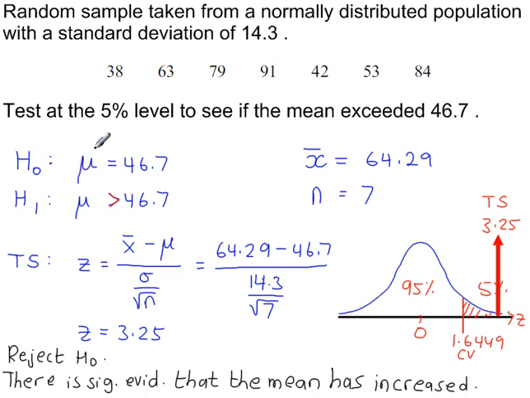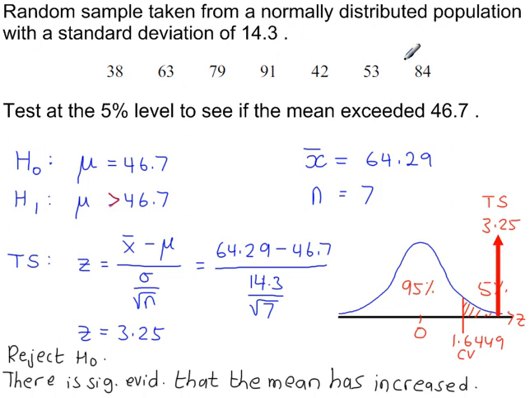If you want to, you can write this out in words rather than using symbols. If you write it in words, make sure you use the word population. So H0, population mean equals 46.7. H1, population mean greater than 46.7. Work out your sample mean, and this has to be a random sample. If it's not stated, you're assuming it is a random sample. The population must be normally distributed.